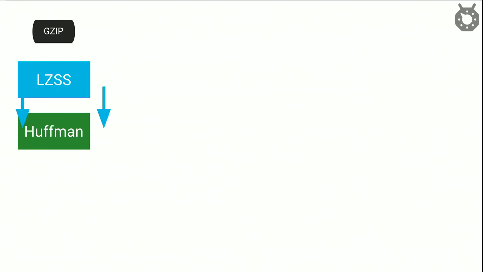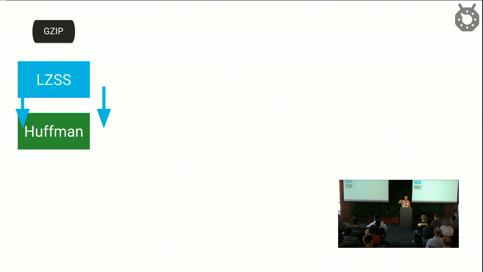gzip. Anyone know gzip? Yay. gzip is comprised of 2 stages. LZSS is a contextual transform, and Huffman encoding is a statistical transform. That's it. 20 years. We've been riding that guy. 20 years we've been riding that, right? And that's it. The backbone of HTTP technology is built on those 2 algorithms, and that's all, right?